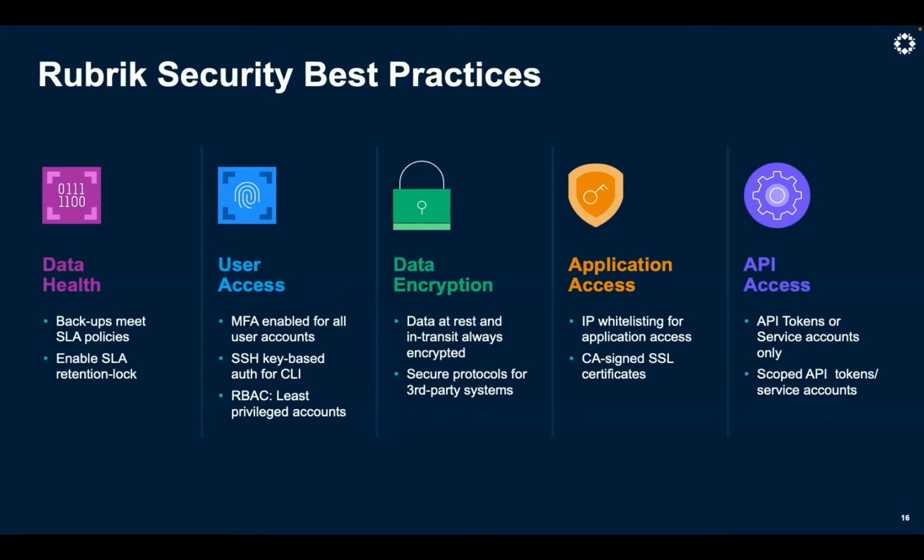But that's really just the tip of the iceberg. There are a number of other security features you need to look for, features across data health, user access, data encryption, application access, and even when it comes to the APIs, things like SSH key-based authentication for the CLI, or secure protocols for third-party systems, or scoped API tokens for some of these service accounts. And whether or not you're using a deployment model that completely offloads operations or allows you to completely manage the operations, the solution needs to support these features to keep your backups available.